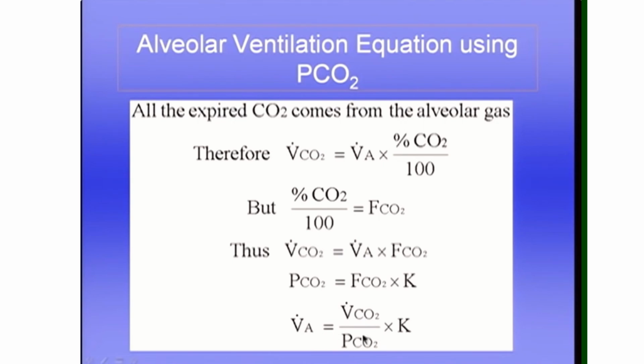So this turns out to be a very important equation in the subsequent work we're going to be doing on gas exchange. You can see, for example, that if the CO2 production is normal, which it generally is, then the alveolar ventilation and the PCO2 are inversely related. In other words, if we double the alveolar ventilation, the PCO2 is halved. If we halve the alveolar ventilation, the PCO2 is doubled. This alveolar ventilation equation is extremely important, and we're going to be using it extensively in our later work.